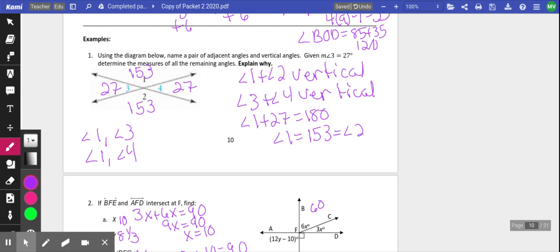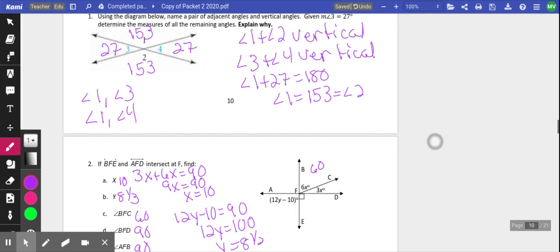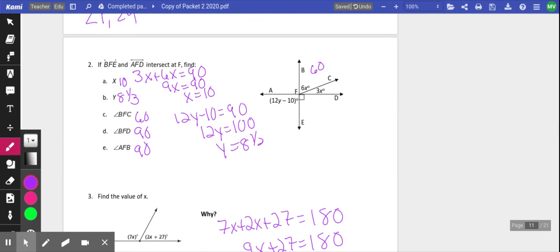Now, because 3 is 27, that means number 1 has to equal 153 because 1 and 3 are a linear pair. And then angle 1 and 2 are congruent because they're vertical, so those are both 153. And angle 4 is 27 like 3 because that's vertical. Number 2, I notice over here that 6x and 3x make a right angle. So I did 3x plus 6x equals 90 and found x equals 10. Down here, this also equals a right angle, so 12y minus 10 equals 90. So that gave me y equals 8.5.